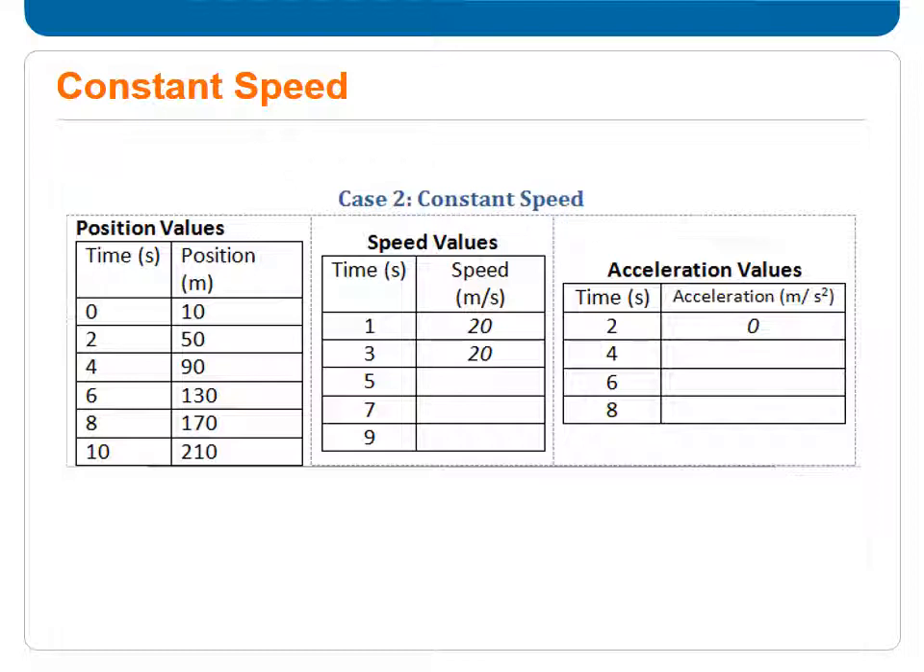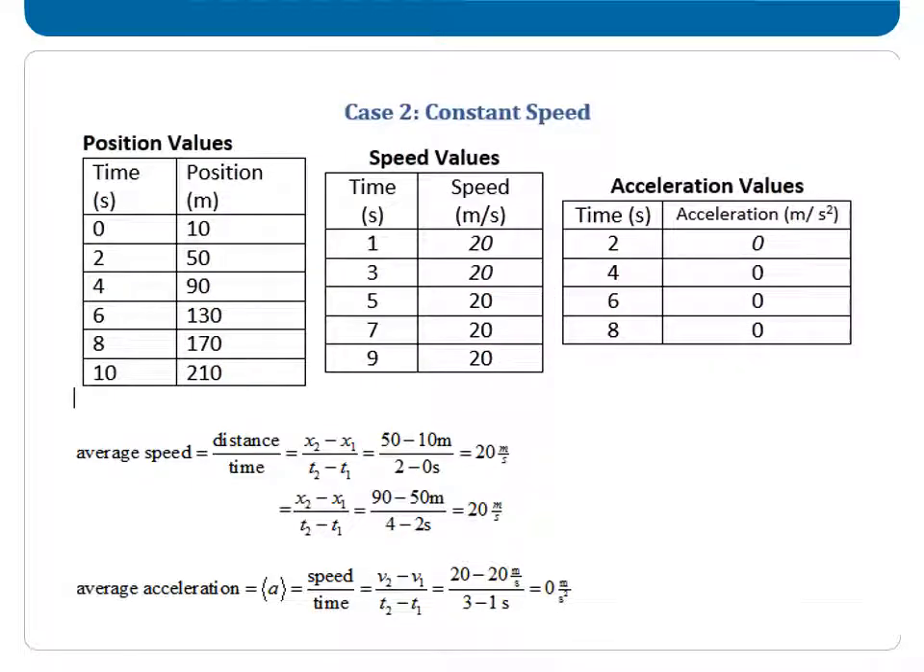Now let's consider the constant speed case. We measure the position every 2 seconds and find that the relative displacement is constantly increasing. It is traveling away from us. We measure the position as 10, 50, 90, 130, 170, and 210 meters. The average speed between all of these points is 20 meters per second, and the acceleration therefore is zero because the speed is constant. This is also found from the formula for acceleration and the formula for velocity.